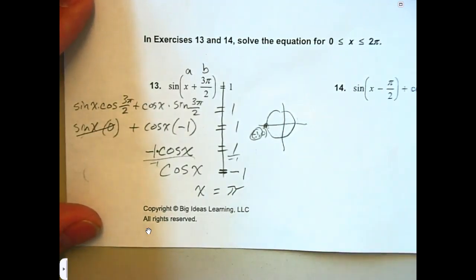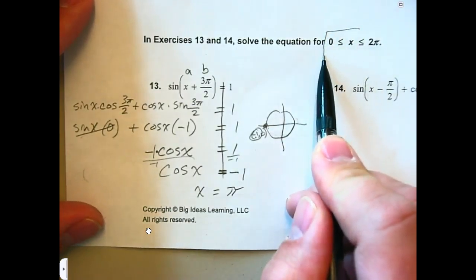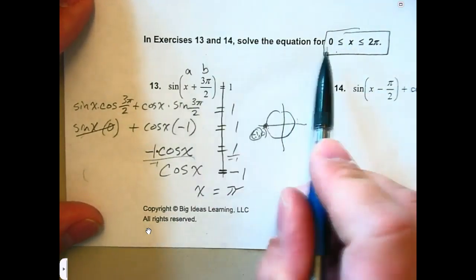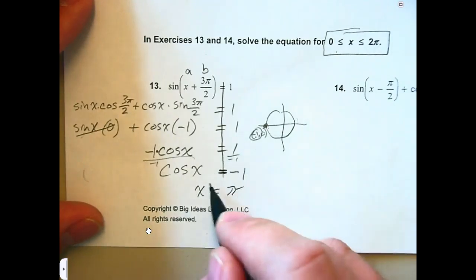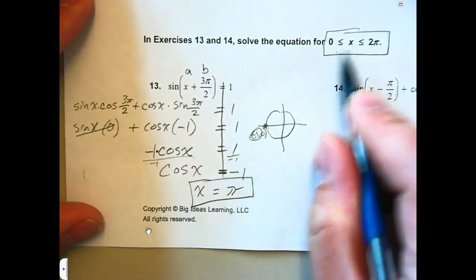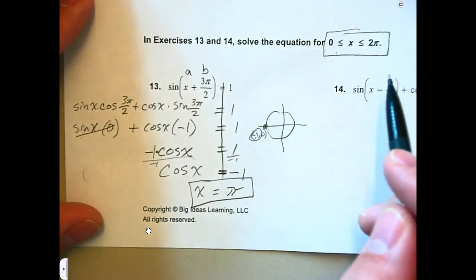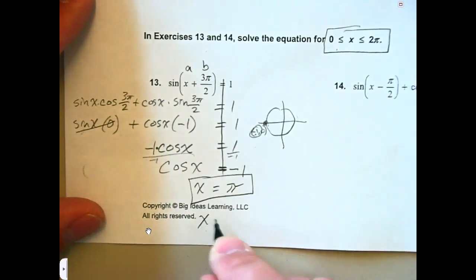Okay, so if they do not give you a restriction, which they do here, they say, solve the equation for x being between 0 and 2 pi. Well, it only occurs once under those conditions. However, if they don't give you that, then you have to put an answer that would look something like this.